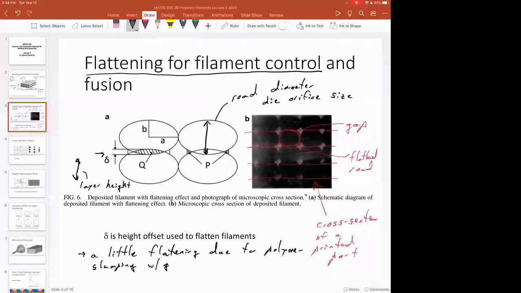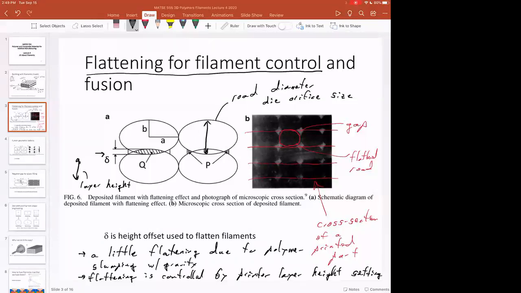With gravity. But mostly it's due to flattening, which is controlled by the printer's layer height setting.